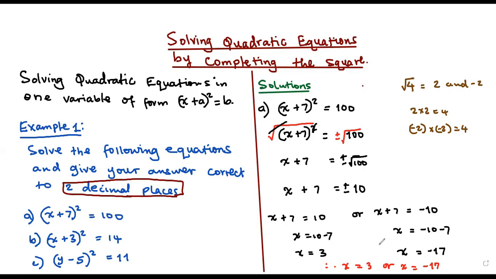Okay. All right. So now let's answer part B. Part A is finished. We'll look at part B. Remember, for part B, we have (x plus 3) squared is equal to 14.